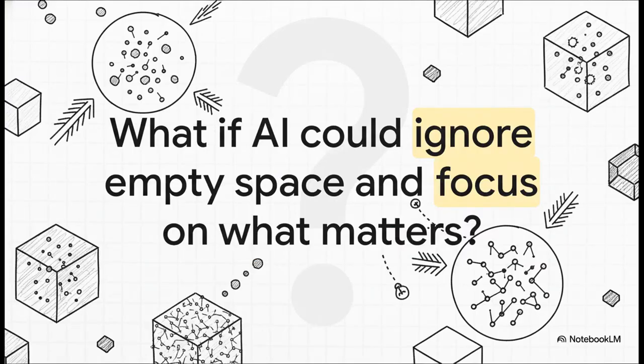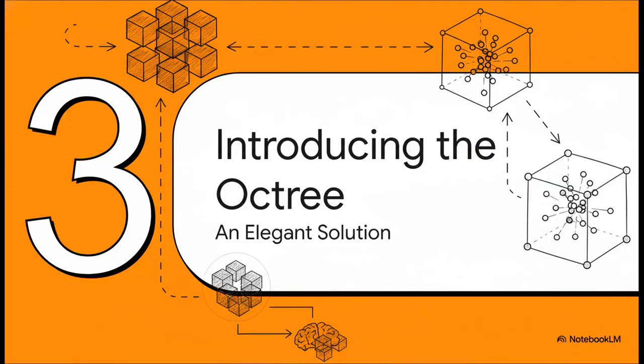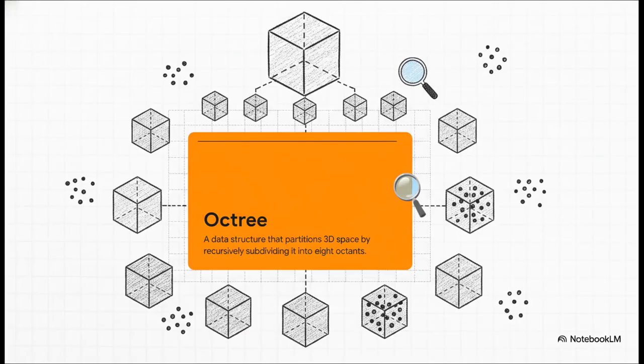And that very simple question leads to a truly elegant solution. It's one of those ideas that was kind of hiding in plain sight, borrowed from the world of computer graphics. The answer, it turns out, lies in a really clever data structure that's actually been around for decades. But now it's totally revolutionizing AI. It's called an octree. So what is an octree?